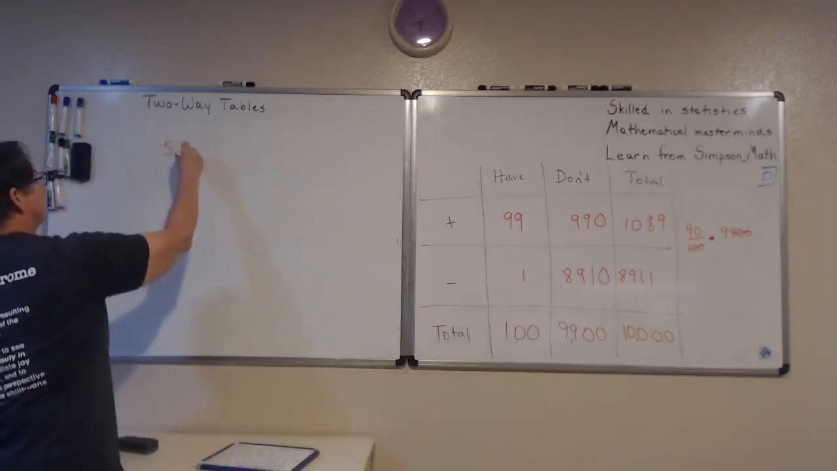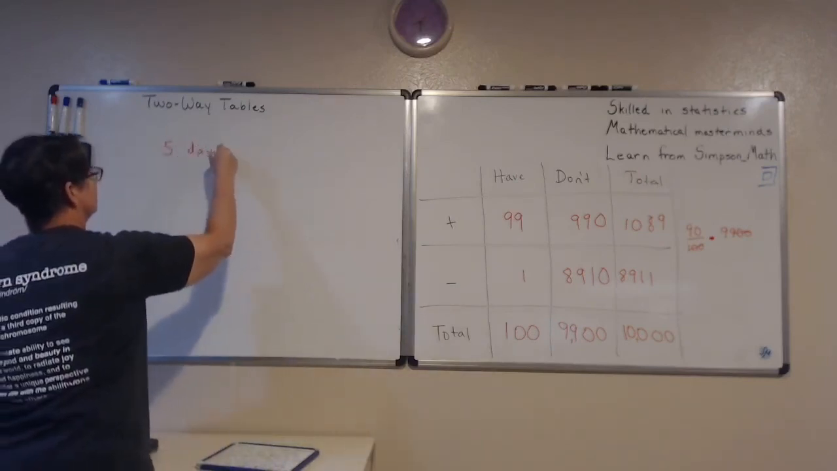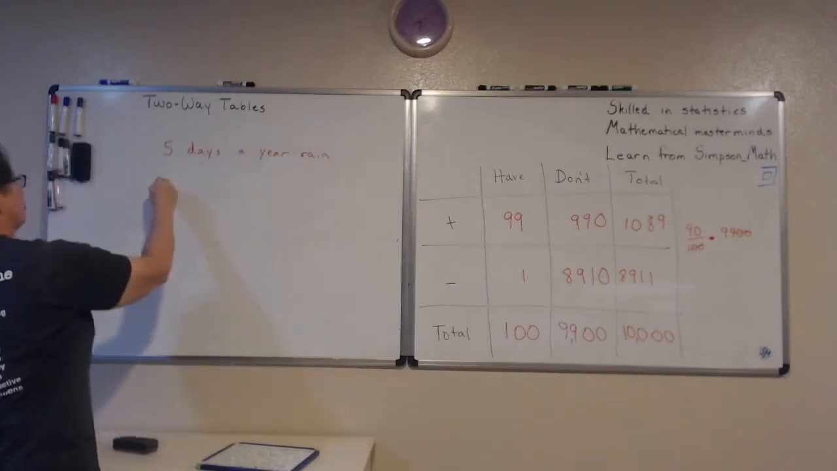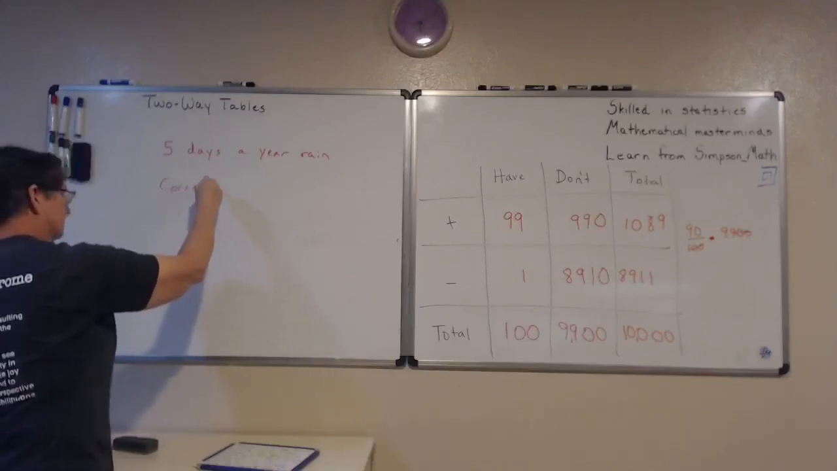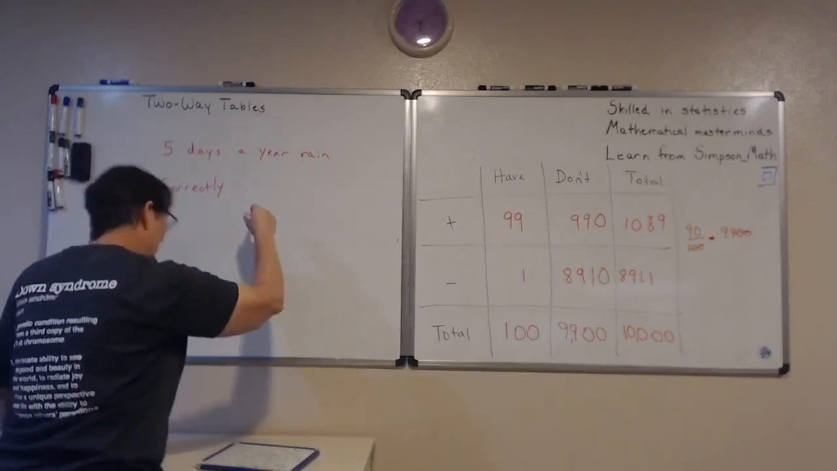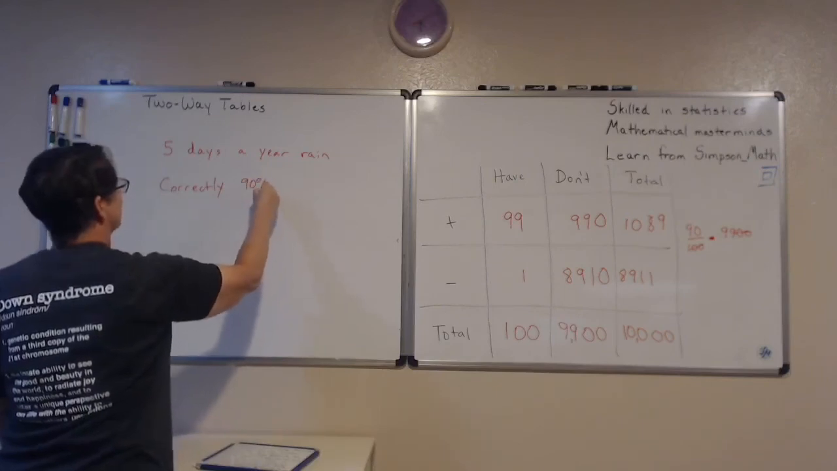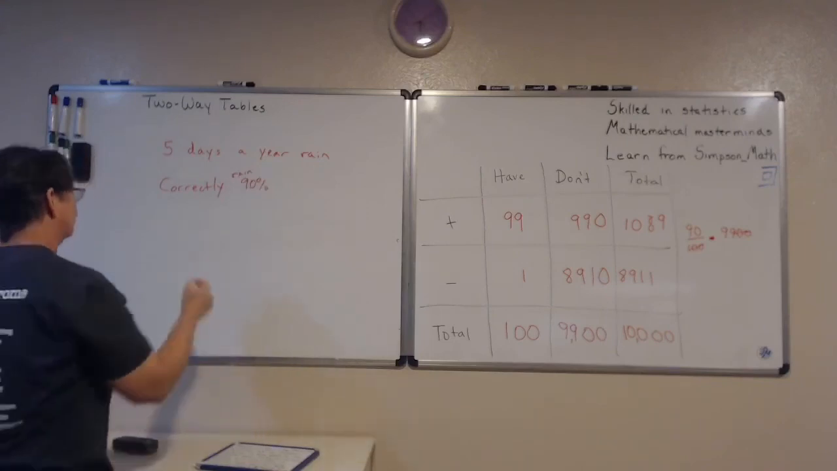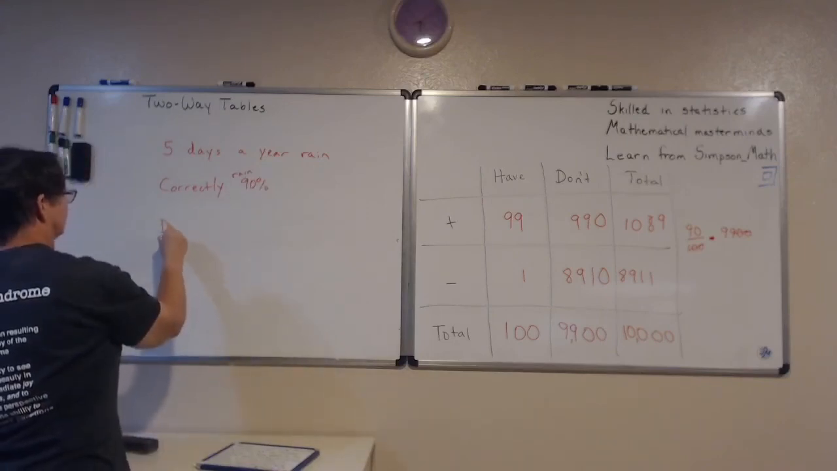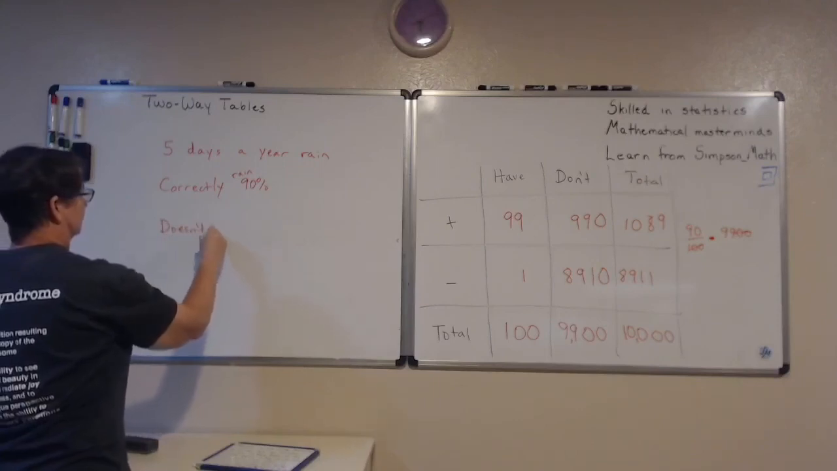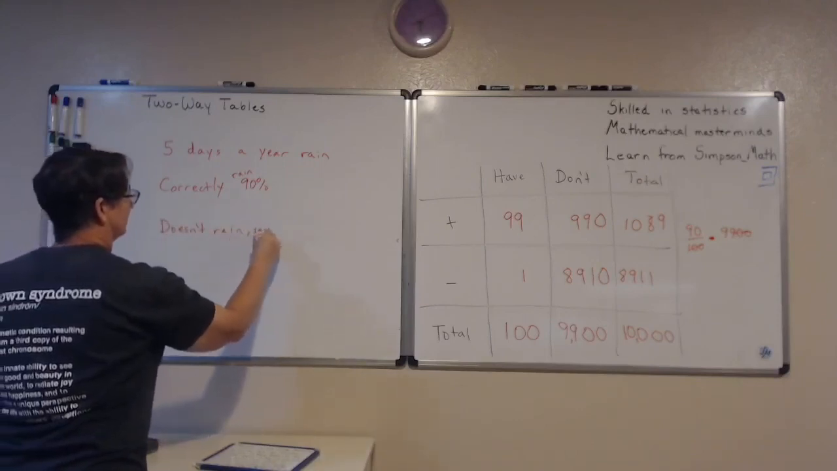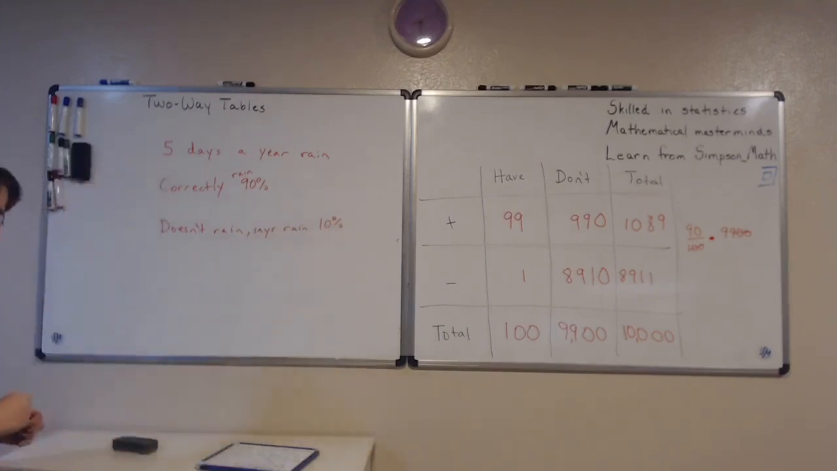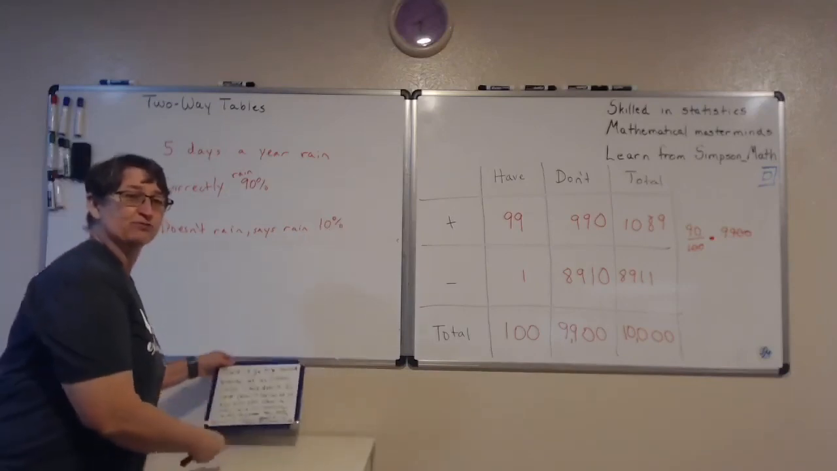So 5 days out of the year it rains. He correctly identifies rain 90% of the time, and when it doesn't rain, he says rain 10% of the time. So there's the important information from our problem.